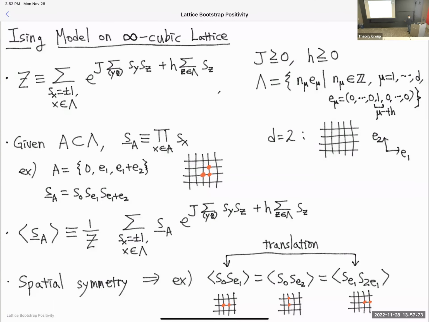Any question up to this point? Okay. This is the good old Ising model we learned in a stat mech course.